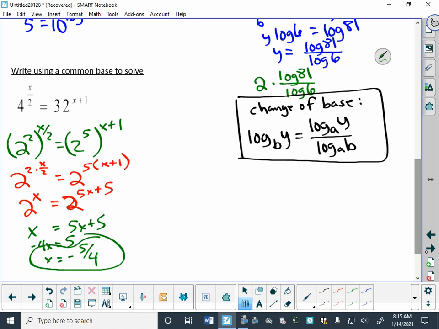And I was able to solve this without a calculator. It would look like a fairly complicated problem, but if x is negative 5/4, then both sides of that equation are going to be equal to each other.